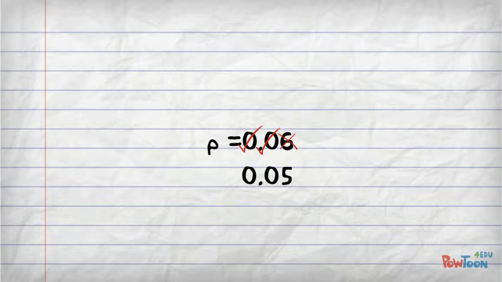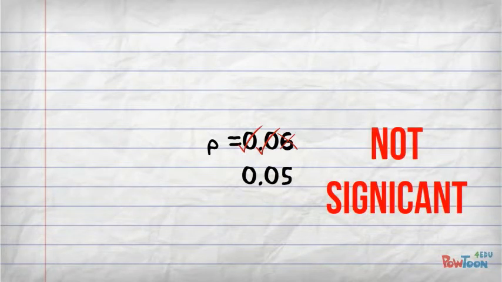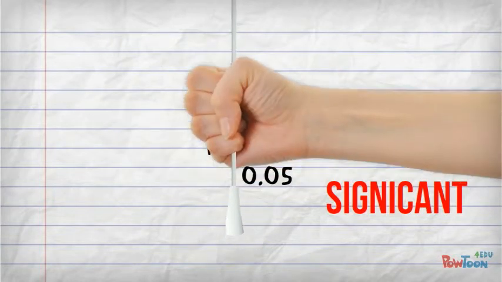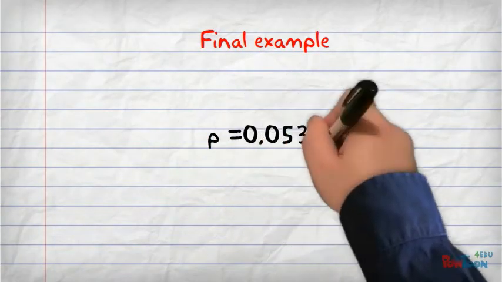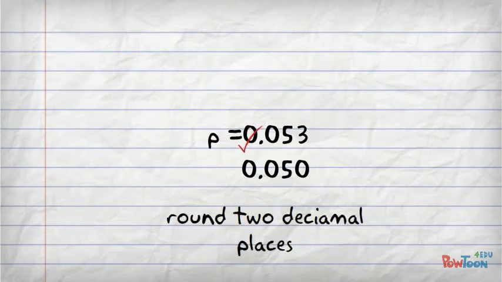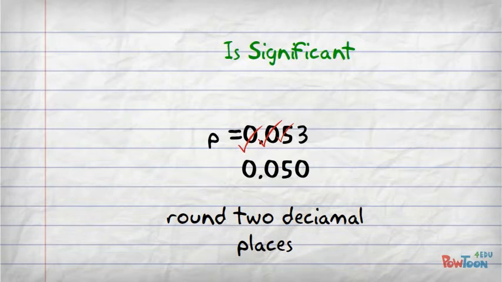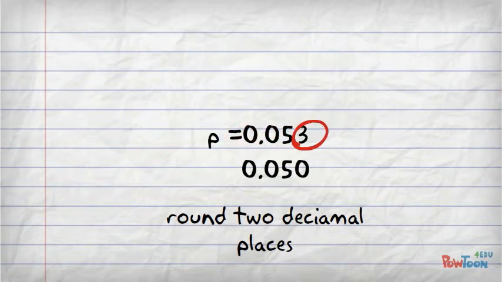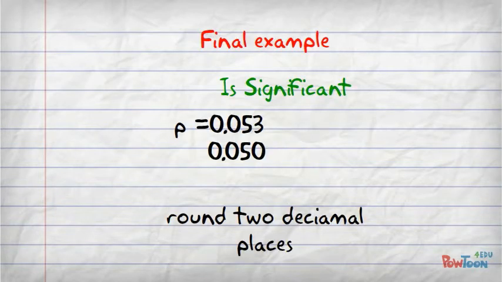The final example is that of 0.053. As you can see, it's got an extra digit on the end. Now, under APA guidelines, you should round to 2 decimal places. So that means, provided that the number that follows the final 5 is less than 5, then you will round down and it will become significant. If the figure was higher, then it would be non-significant, but in this example it is.